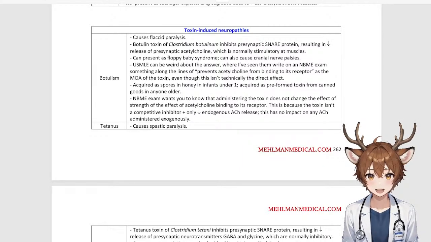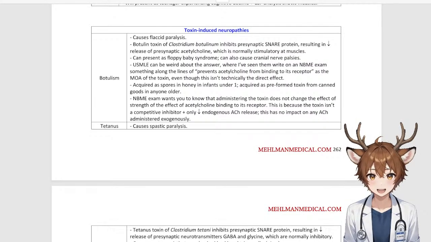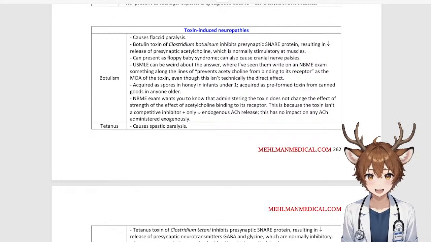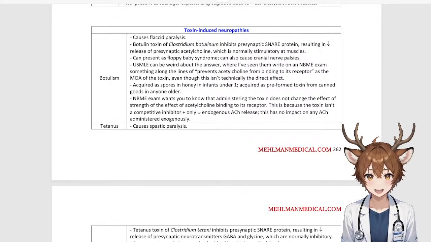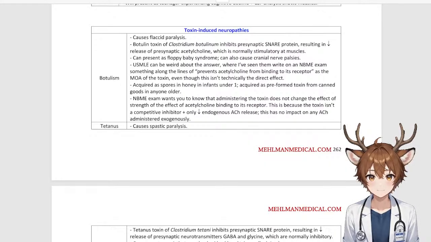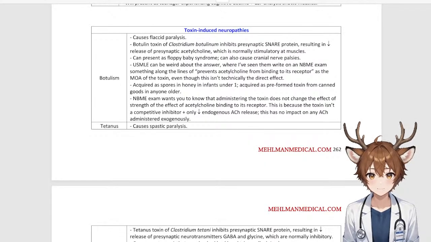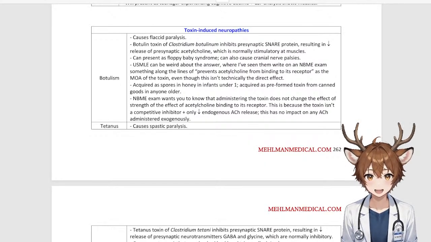Toxin-induced neuropathies. Botulism causes flaccid paralysis. Botulinum toxin of Clostridium botulinum inhibits the presynaptic SNARE protein, resulting in a decrease in the release of presynaptic acetylcholine, which is normally stimulatory at muscles. It can present as a floppy baby syndrome. It can also cause cranial nerve palsies.